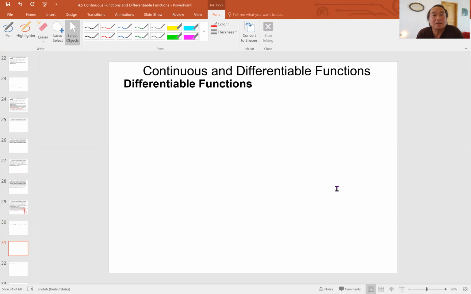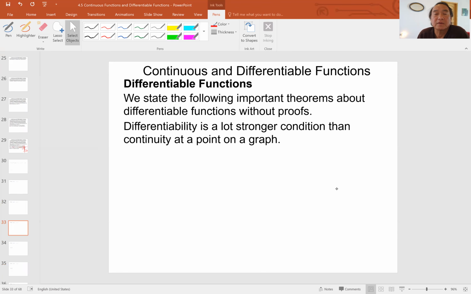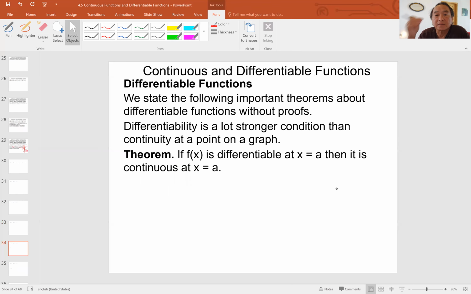Now let's take a look at differentiable functions, where a derivative exists. The first thing is that differentiability is a much stronger condition. What we mean by that is you need a lot more things to be satisfied for a function to be differentiable at a point.